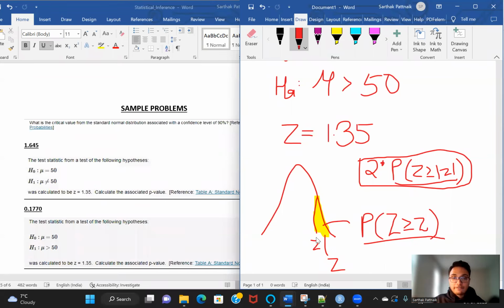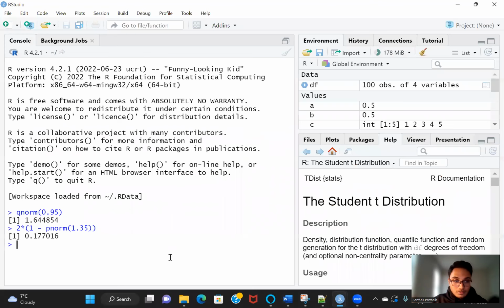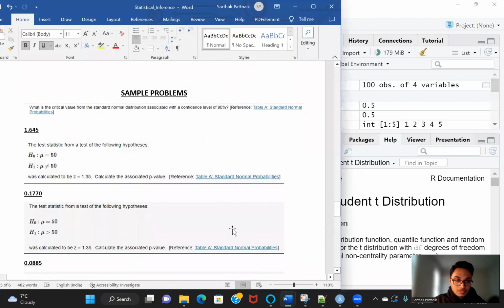So again, pnorm of z gives me the area towards the left. To calculate the area towards the right, I'll just do 1 minus that. So 1 minus pnorm of 1.35, which comes out to be 0.0885. Let's see what the solution is. 0.0885.